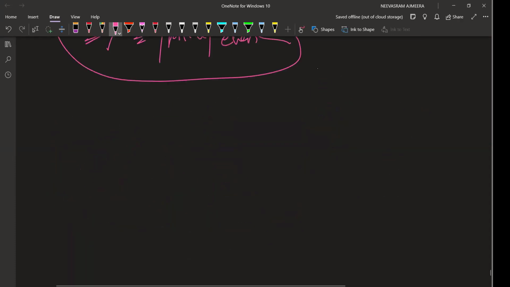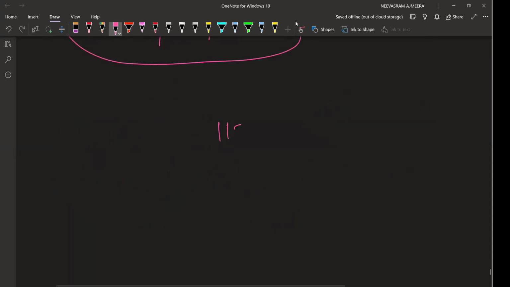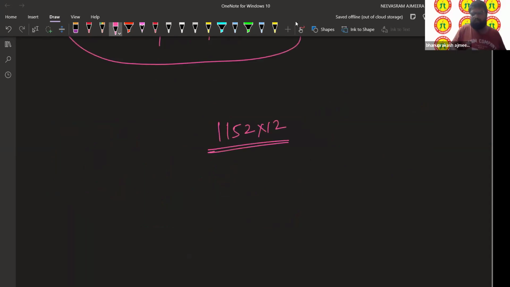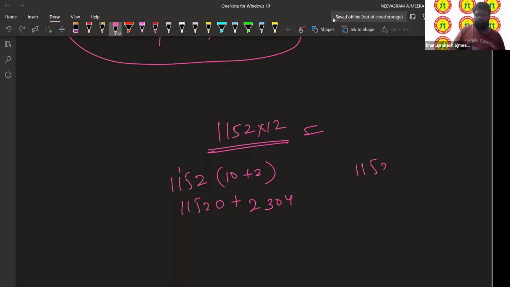Now you please find out what is the product of 1152 into 12. So this is 1152 into 10 plus 2. I can write this as 11520 plus 2304.